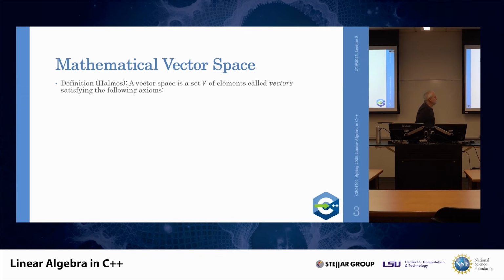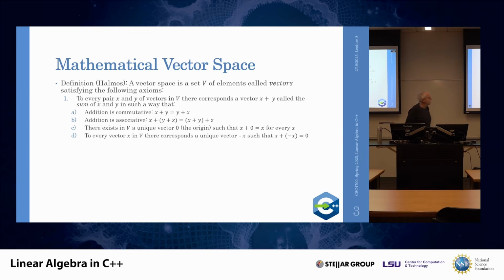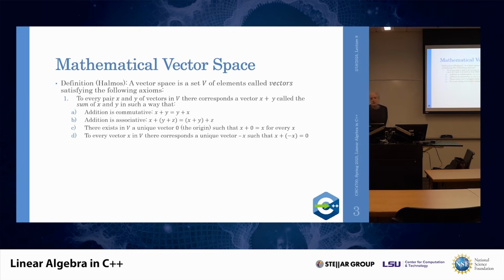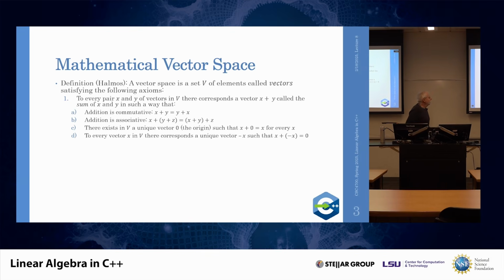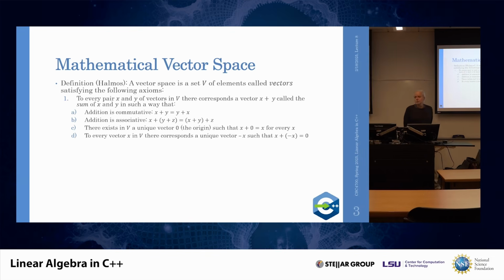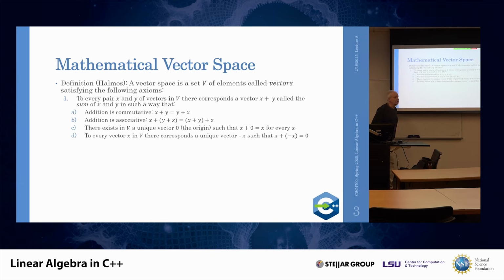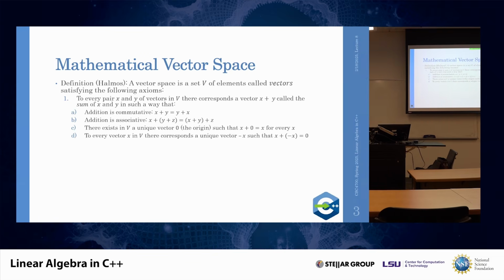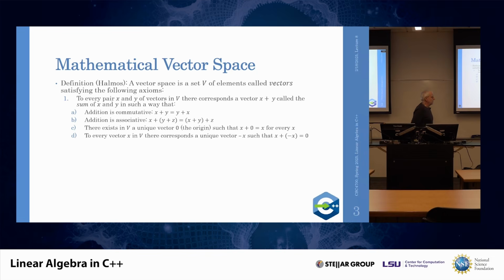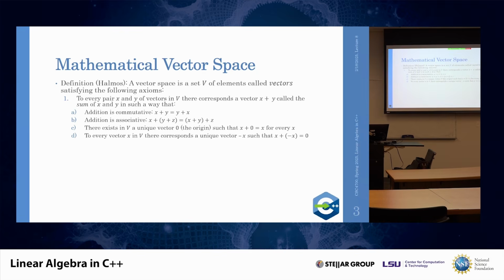And these elements have to satisfy the following axioms. Well, the addition has to be commutative. If you have two vectors, it doesn't matter in what sequence you add them. It has to be associative, so it doesn't matter again in what sequence you are adding them. There exists a unique vector 0, which is the identity element of that vector space, such that if you add 0 to any vector, you get the same vector out. And for every vector x in V, there is a corresponding vector minus x, such that when you add the two, you get the 0 element.